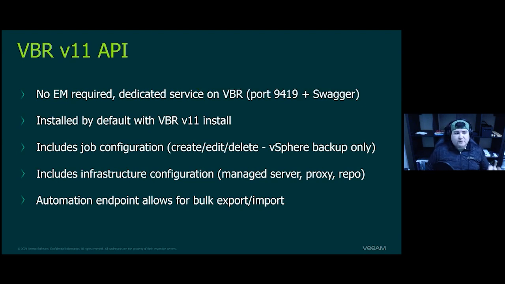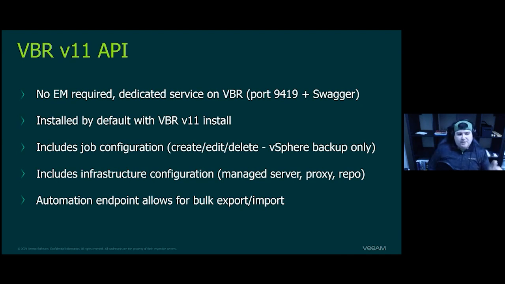This comes in by default with the VBR install for version 11, right? It gets its own dedicated service that exists on the server that opens up this port and opens up the Swagger interface for this. The API currently includes job configuration. This means you can create, edit, and delete, but these are going to be backup jobs and only for vSphere VM objects. We also have the capabilities for infrastructure configuration, which means we can add managed servers, proxies, and repos. There are some limitations on that on the next slide, but for the most part, we can cover the bulk of what most of our customers are trying to do right now.